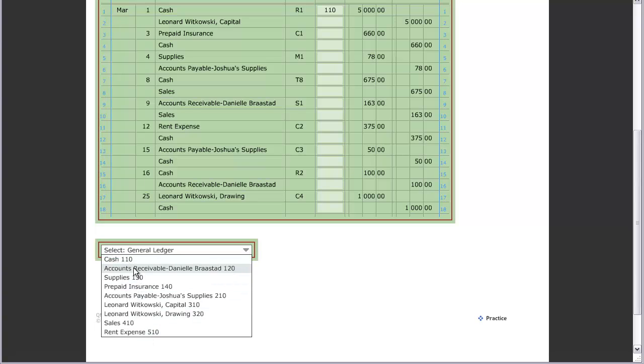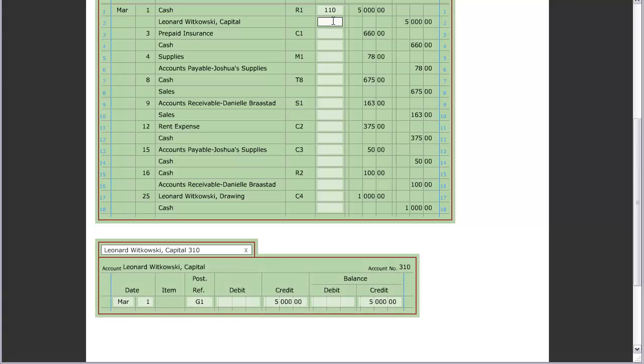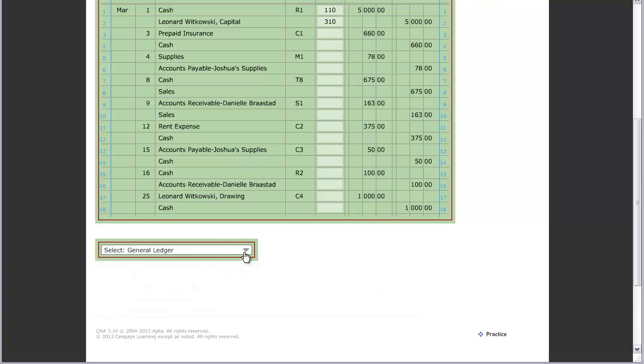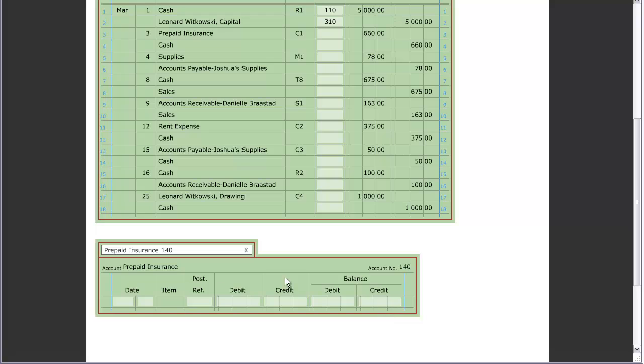Okay, capital, where'd it go? 310. So the account number is 310. We're going to reference that 310. Okay, now we can move on to prepaid insurance. So close this one, go down to prepaid, account number 140. Let's put the date in there, March 3rd.